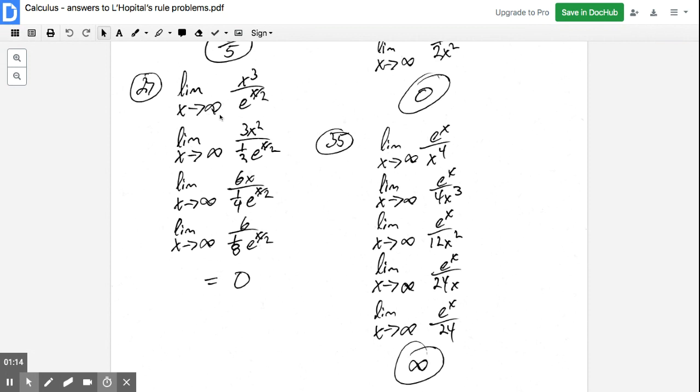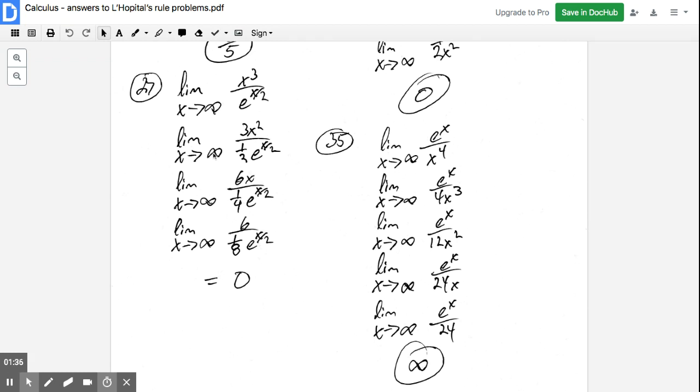27. Plug in. I plug in infinity. That gives me infinity in the numerator. I plug in infinity in the denominator. I also get infinity. So I have the indeterminate form of infinity over infinity. So I do L'Hopital's rule. Derivative of x cubed is 3x squared. Derivative of e to the x over 2 is 1/2 e to the x over 2.